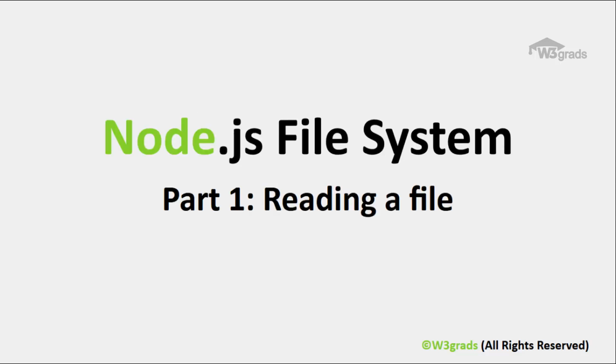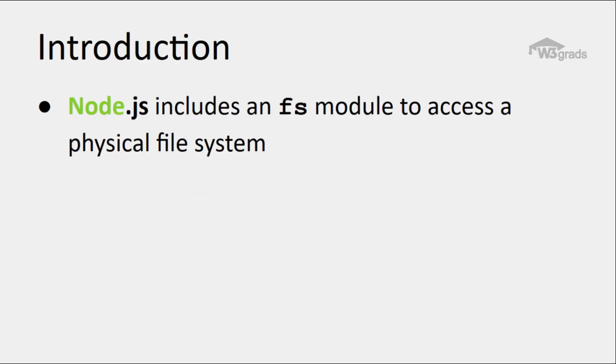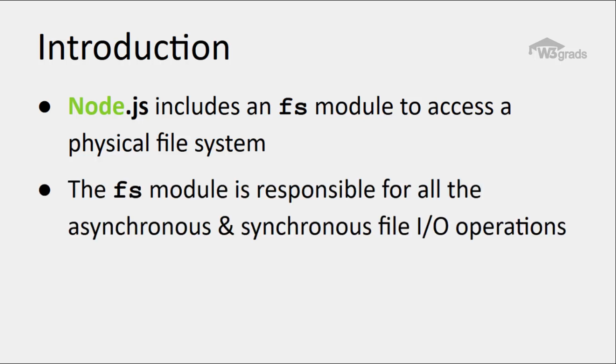This is the first part of the Node.js file system lecture, where I am going to tell you how to read the content of a file in Node.js. So, let's get started. Node.js includes an FS module to access the physical file system. The FS module is responsible for all the asynchronous or synchronous file I/O operations. So, I am going to tell you about the different file I/O operations using the FS module.